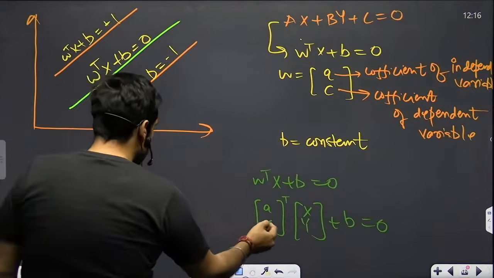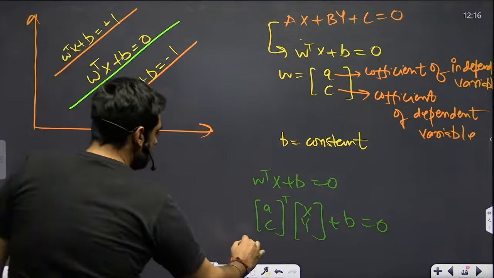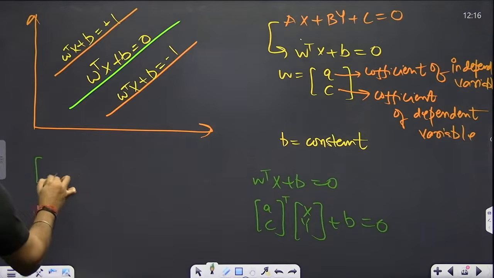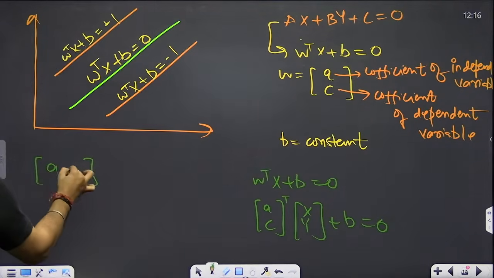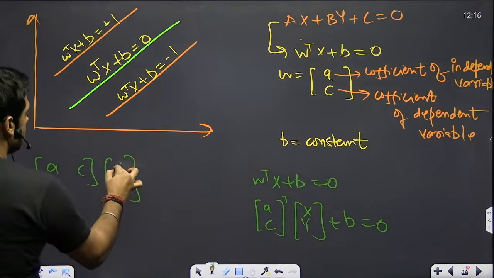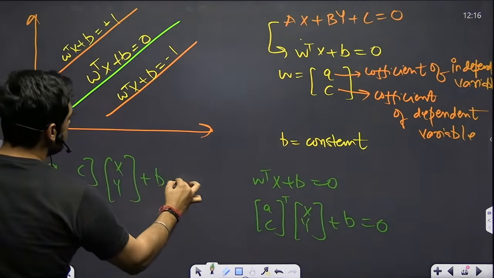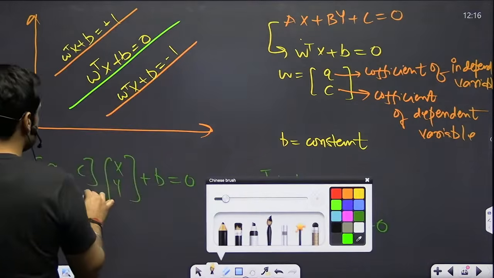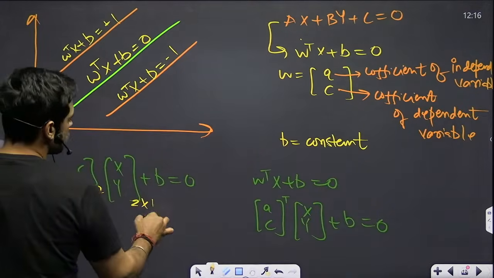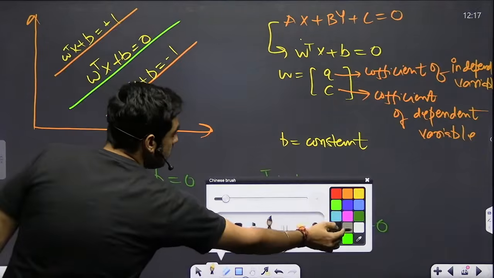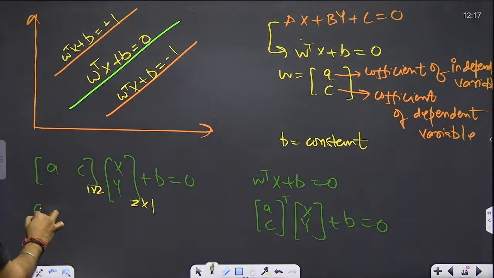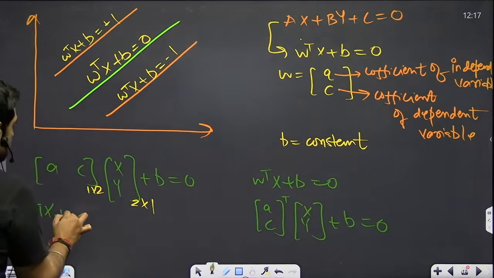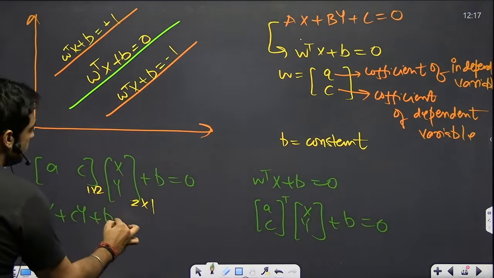ठीक है, तो ये क्या आ जाएगा? तो this would be a and c, x and y plus b equals to 0. तो अब आप इसको मल्टीप्लाई करोगे ना, तो this is a 1 cross 2 vector, this is a 2 cross 1 vector. So when you multiply this, you would be getting ax plus cy plus b equals to 0.